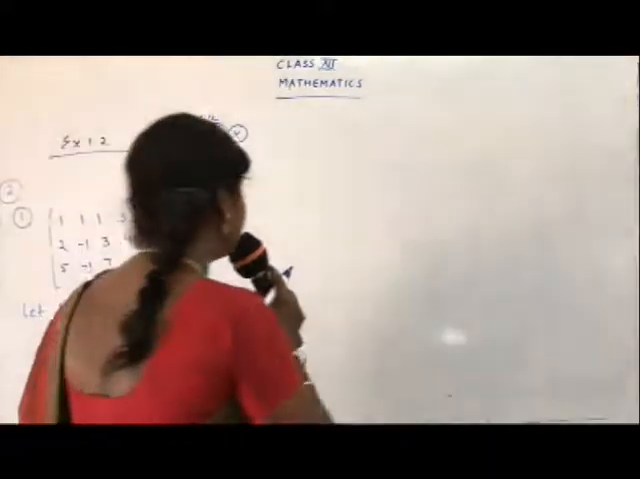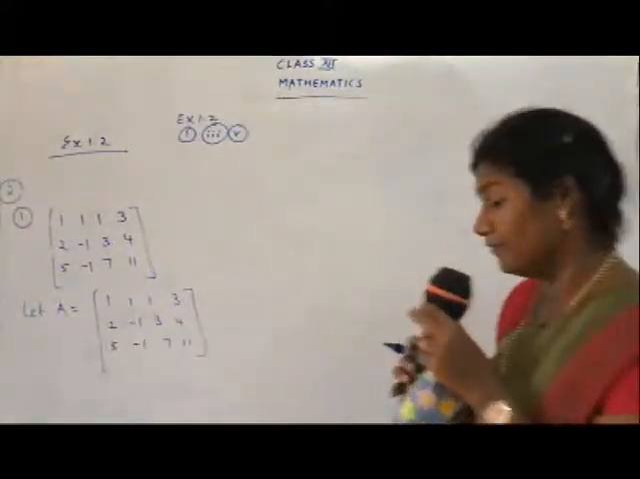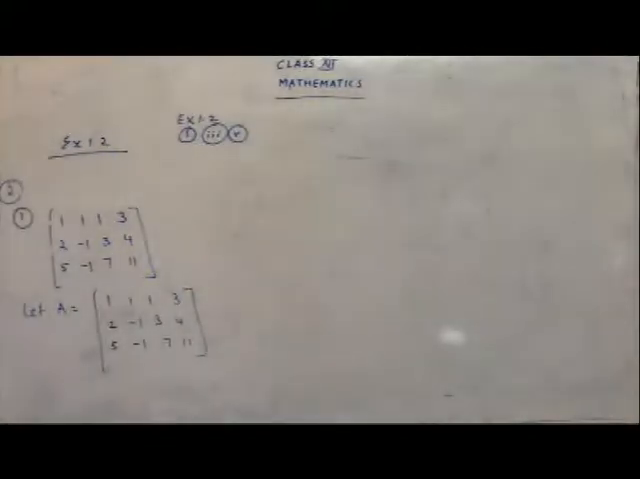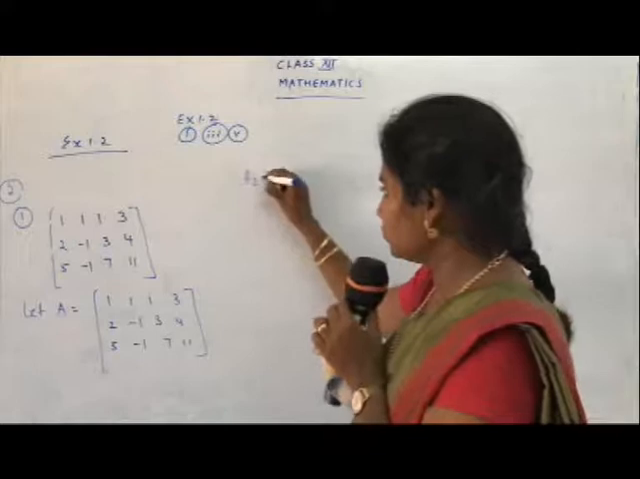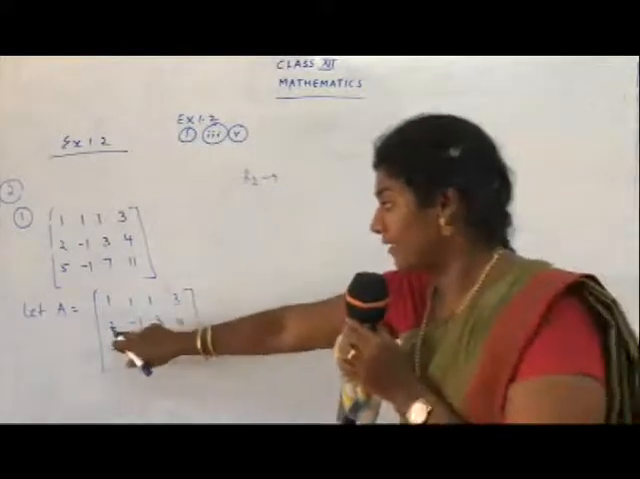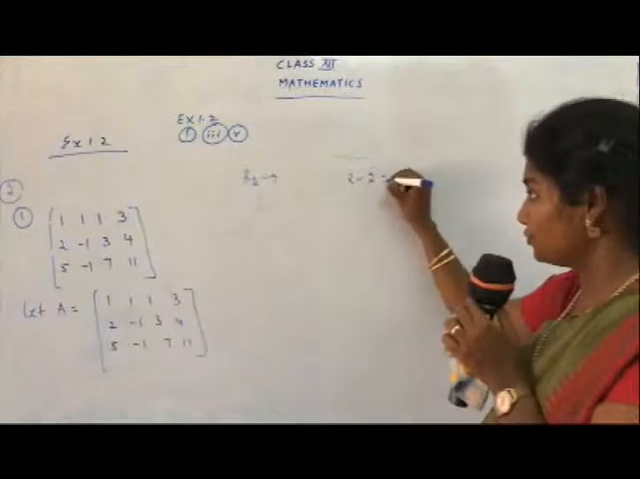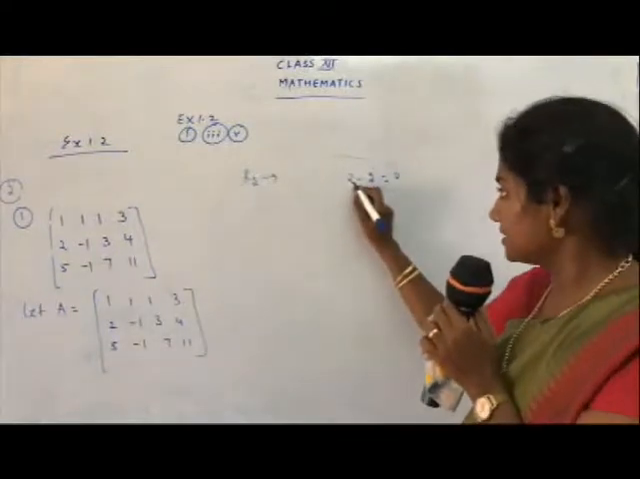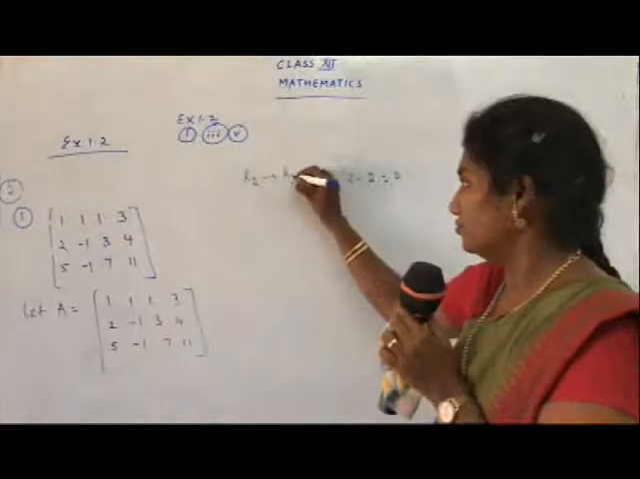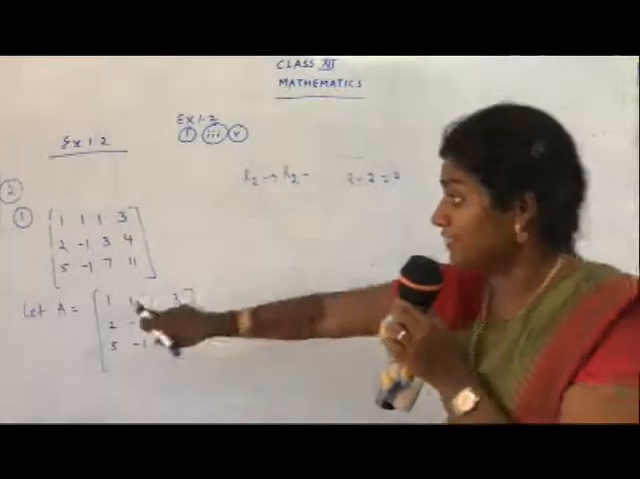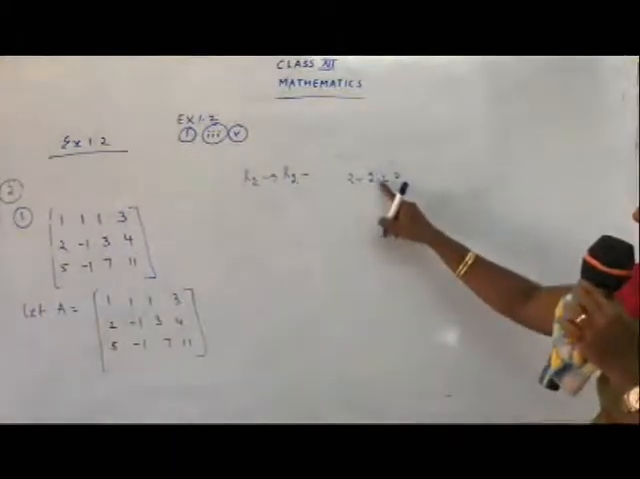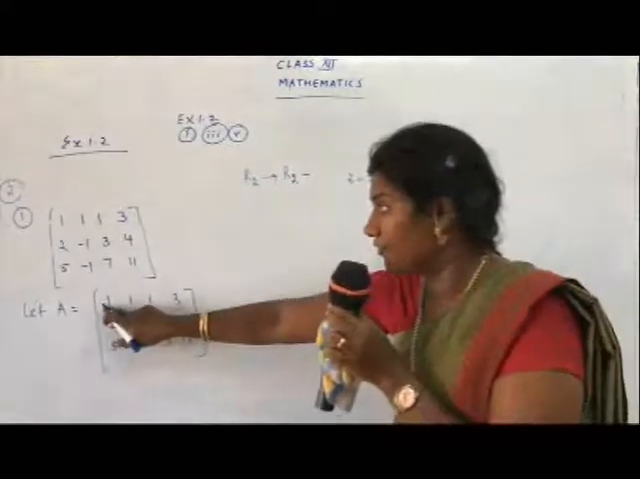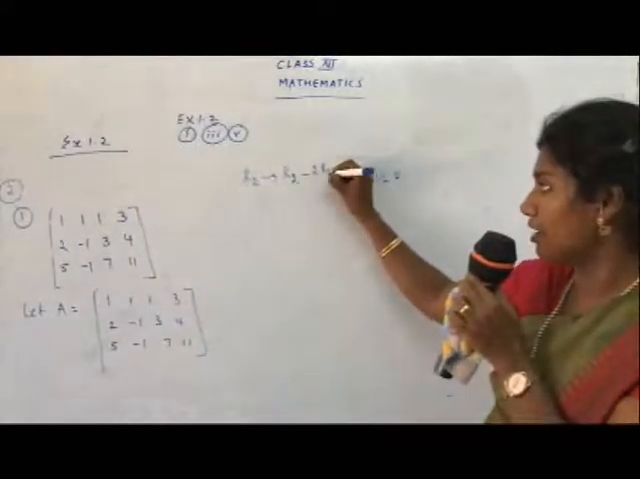So where are you going to make a change? You are going to make a change in row 2 and row 3. See, row 2 changes to, I need here 0. So 2 minus 2 gives you 0. From where are you going to get this 2? This 2 is from R2. So R2 minus 2 ones. From where am I taking 1? I am taking 1 from R1. So R2 minus 2 R1.